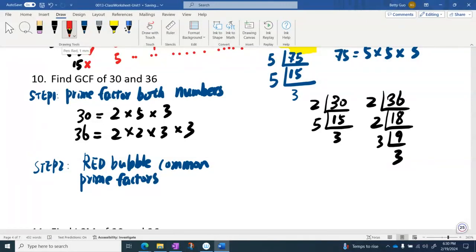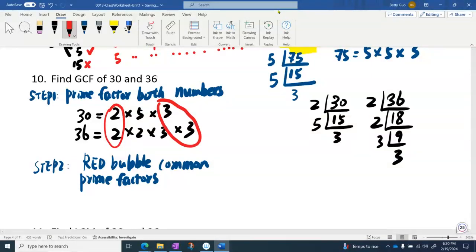Okay, look at the common prime factors of 30 and 36. 30 is 2 times 5 times 3. 36 is 2 times 2 times 3 times 3. As you can see, both numbers have 2 as a prime factor. So 2 is a common prime factor. And besides that 2, we also have this 3 is common, right?